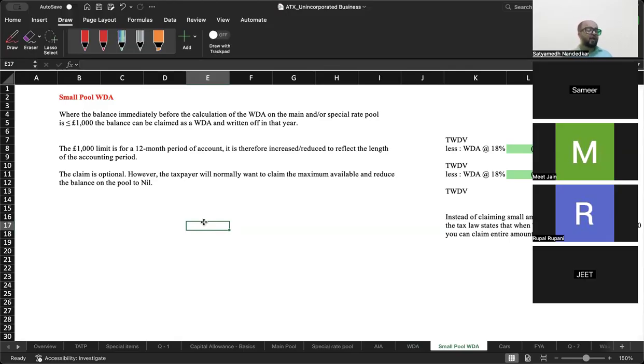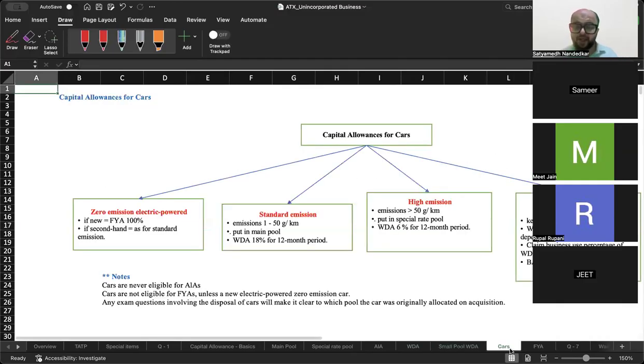Now when it comes to claiming the AIA that you want to claim, you should first of all adjust it against the special rate pool because the rate of WDA in the special rate pool is smaller. There it is 6% WDA, in the main pool it is 18% WDA.